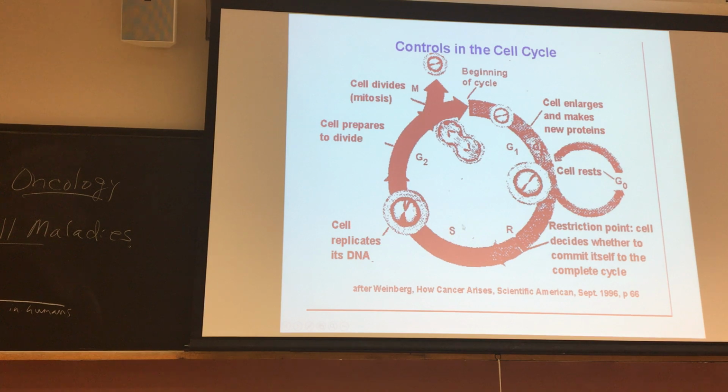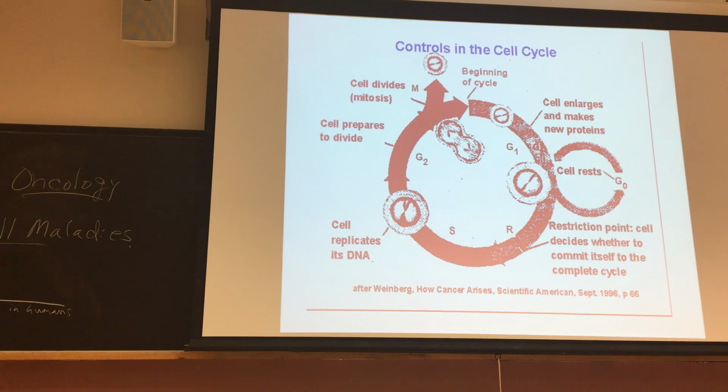S is the synthetic phase. This is when DNA is being replicated. And finally, it gets to gap 2, where a second decision has to be made as to whether or not the cell should enter into mitosis, cell division. This is what's governed by P53 and P21.